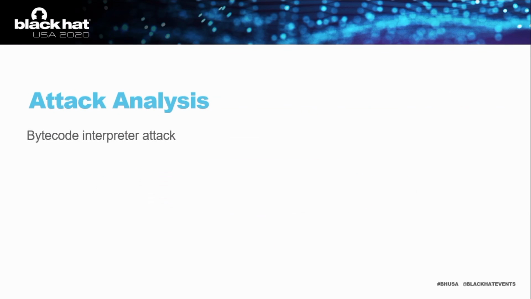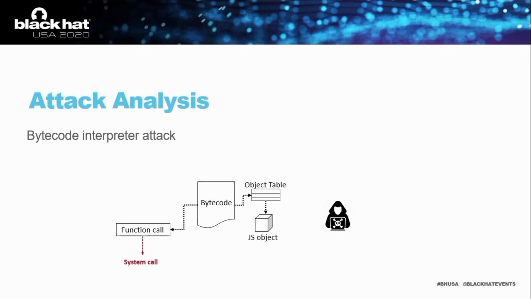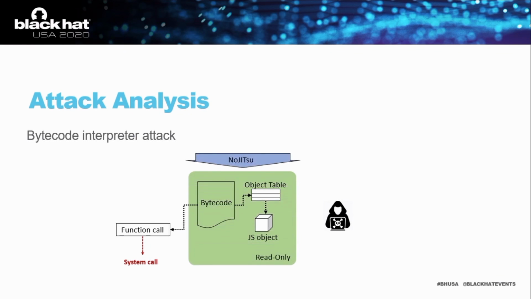We also evaluate whether our defense can defeat our bytecode interpreter attack, code injection attack, and other kinds of code reuse attacks. In our bytecode interpreter attacks, we need to corrupt one of the data among bytecode, object tables, and JavaScript objects. However, NoJITsu makes them all read-only, so the attacker cannot manipulate them anymore.